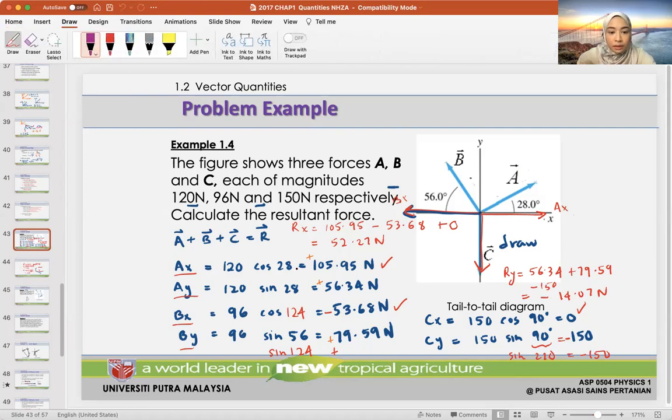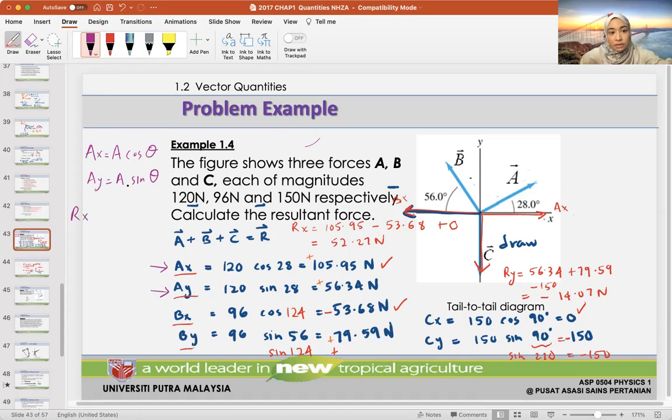Okay, so you resolved the vector into its X and Y components. So AX equals A cosine theta and AY equals A sine theta. And then when you resolved it into the X and Y components, you add them all together: Rx, this is the resultant X. So you add AX plus BX plus CX.